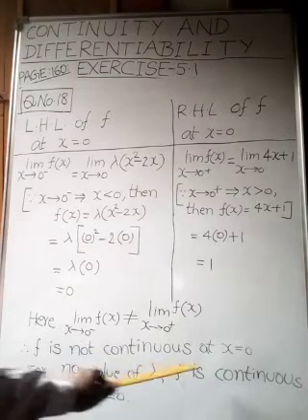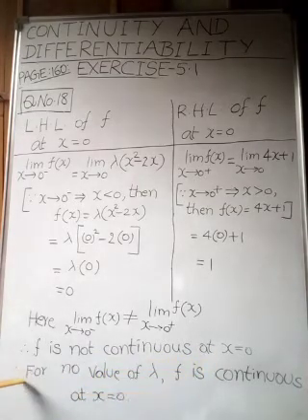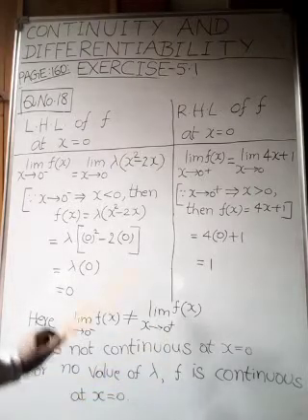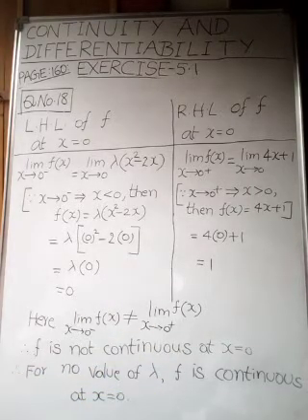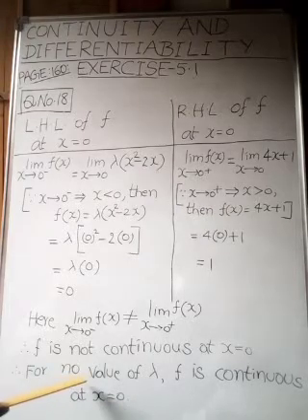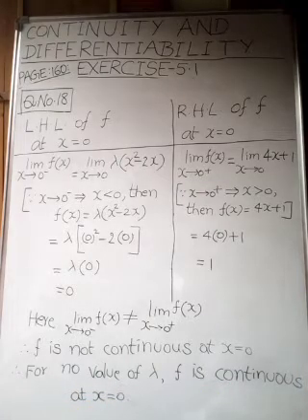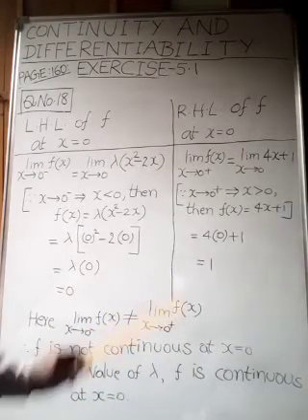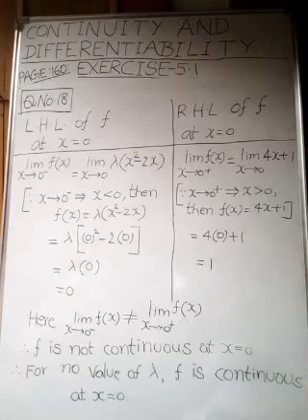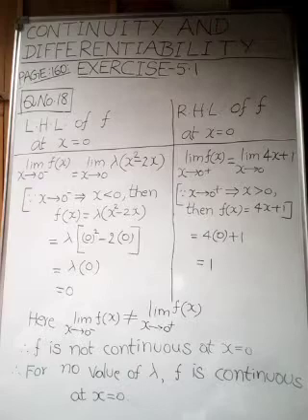Is it clear this step, my dear children? Right. Therefore, for no value of lambda, it is not possible to find the value of lambda. Therefore, for no value of lambda, f is continuous at x is equal to 0. We are not able to find the value of lambda so that f is continuous at x is equal to 0. Right. This is the first part of the question. Now we go to the second part of the question.